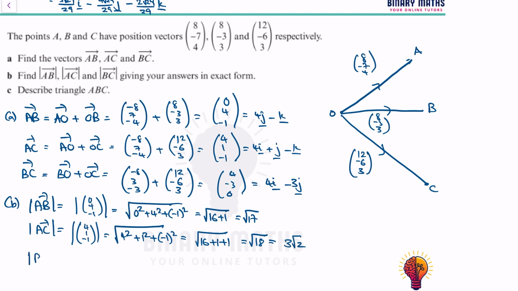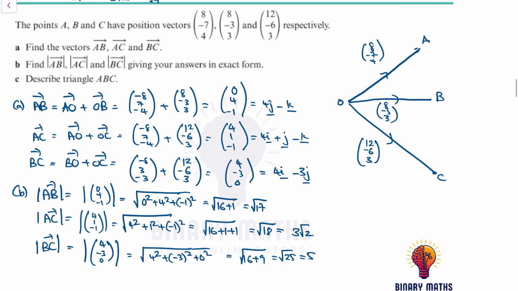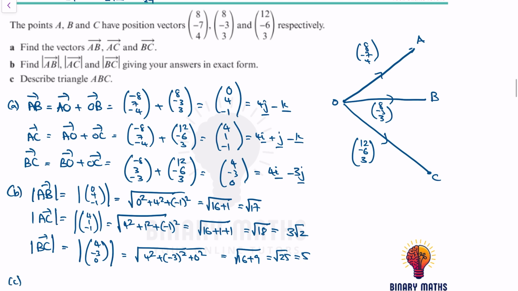And the last one, the magnitude of BC, is equal to the magnitude of (4, -3, 0). Let me just write that one correctly. So I get the square root of 4 squared plus (-3) squared plus 0 squared, which is the square root of 16 plus 9, which is the square root of 25, which is 5. Describe triangle ABC. So we've got root 17, 3 root 2, and 5.